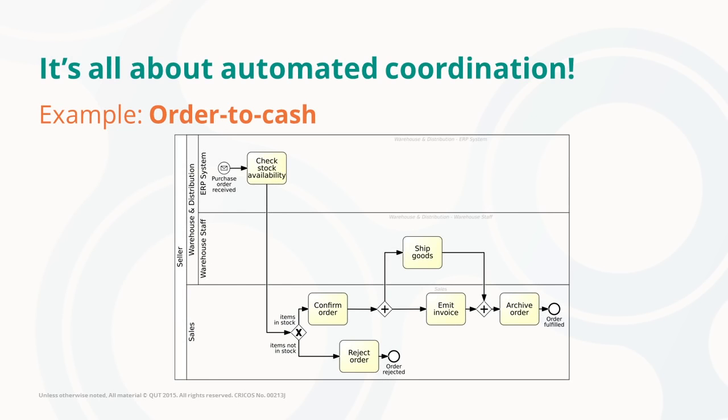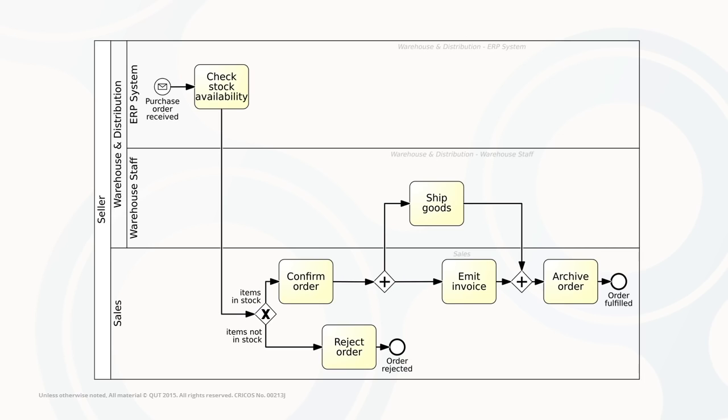Let's take a look at our order to cash example. So here we see that there are three main resources involved. On the one hand, we have staff from within the sales department, and on the other hand, we have staff within the warehouse and distribution department and an ERP system, so an automated resource. So the way this process would work if we would automate it is that a BPM system would take care of handling automatically the coordination of work between one resource and the other.